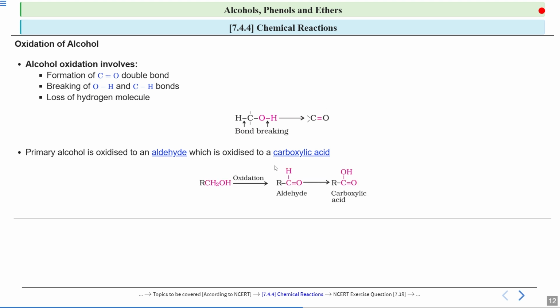Now look here, this is your primary alcohol. See, the carbon to which your OH group is attached is further connected by one R group only, that is, one carbon atom only. So this is a primary alcohol. When this primary alcohol is oxidized, it will form an aldehyde. See here, the CHO group is here, so this is an aldehyde group. And it is further oxidized to a carboxylic group. Look here, the carboxylic group, C=O with OH. This is the carboxylic group. So primary alcohol is oxidized to aldehyde and aldehyde is further oxidized to carboxylic acid.